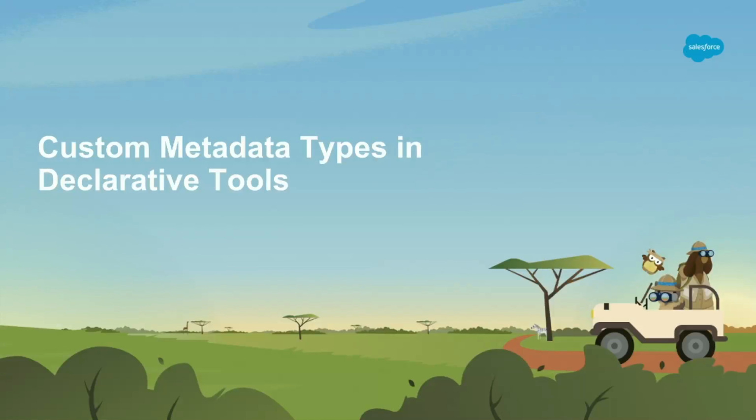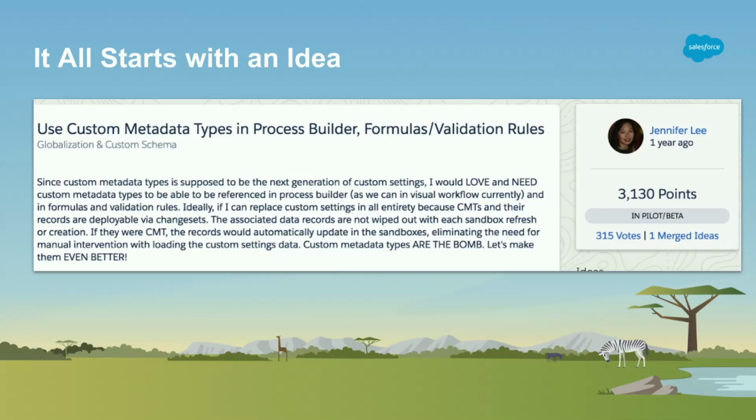And now we are on a big journey here right now. We are opening up custom metadata types for admins to benefit even more. We are on our path to support it in a bunch of declarative tools, and we're starting with validation rules today. And I want to point out that, as with a lot of things in Salesforce, it all started with an idea. And kudos to Jennifer. She's actually here today, for submitting that idea.